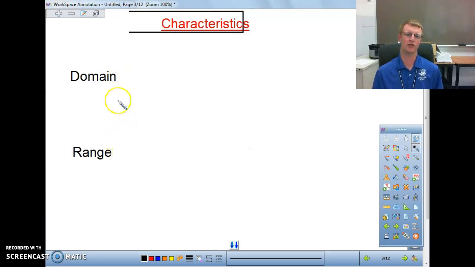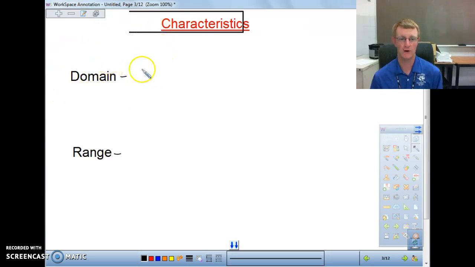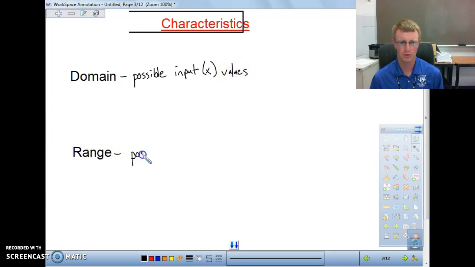We first want to talk about domain and range. Domain and range is something you've probably dealt with a little bit in Algebra 2 or even Algebra 1. We want to make sure that we define what domain is. So domain, for any function, simply means the possible input values. I'm going to put x in parentheses because x is typically our input value. And then our range is our possible output values. Again, I'm going to put y in parentheses for this. And we're going to say based on the input.